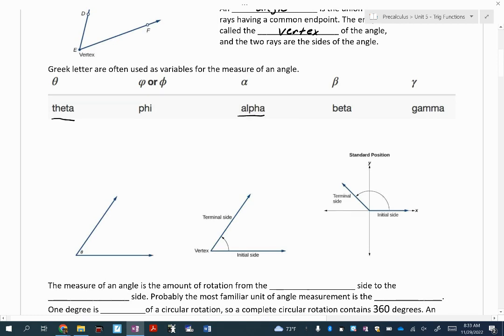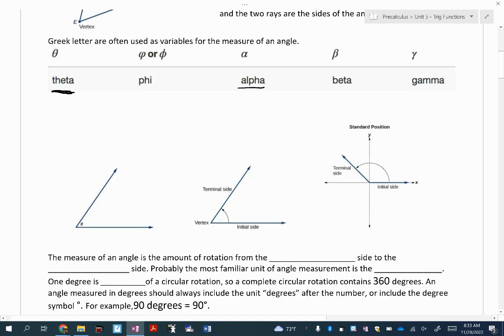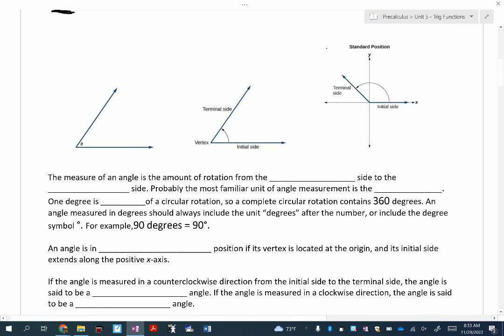I really reserve the use of alpha for something specific called a reference angle, which I'll mention later on in this lesson, but we won't get to the importance of it till later. But theta is probably the most common one, so I will probably use theta. All right, now let's talk about standard position.